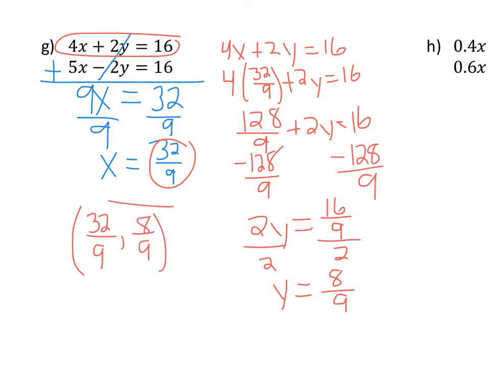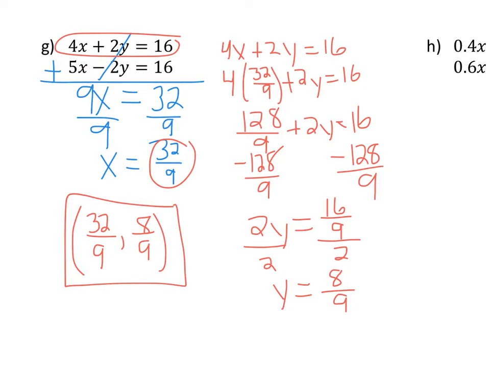This is a good example of if we were to graph these, we would not have the point of intersection in a nice ordered pair. It wouldn't be exactly on the grid lines. So this is a good example of when it's a nice idea to solve it algebraically rather than by graphing.